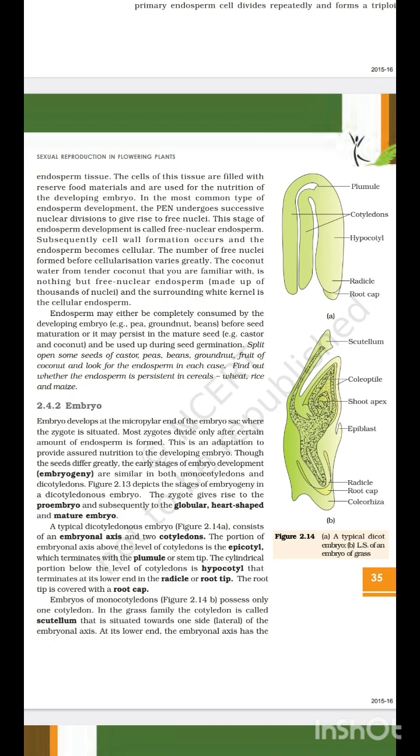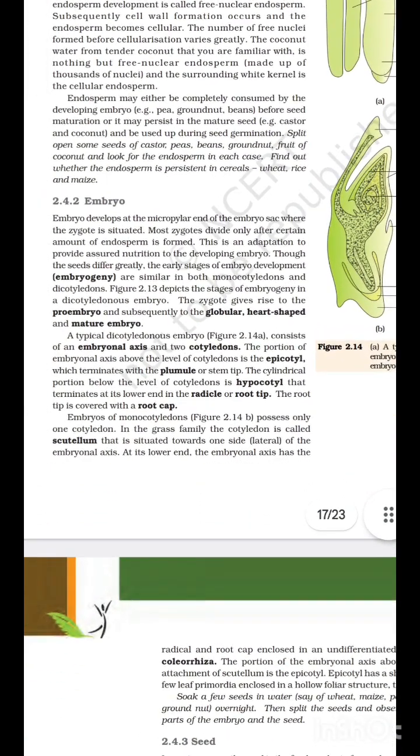Then the embryo develops at the micropylar end of the embryo sac, where the zygote is situated. Most zygotes divide only after a certain amount of endosperm is formed. This is an adaptation to provide assured nutrition to the developing embryo. Seeds that differ greatly at later stages, at the early stage of embryo development or embryogeny, are similar in both monocot and dicot.